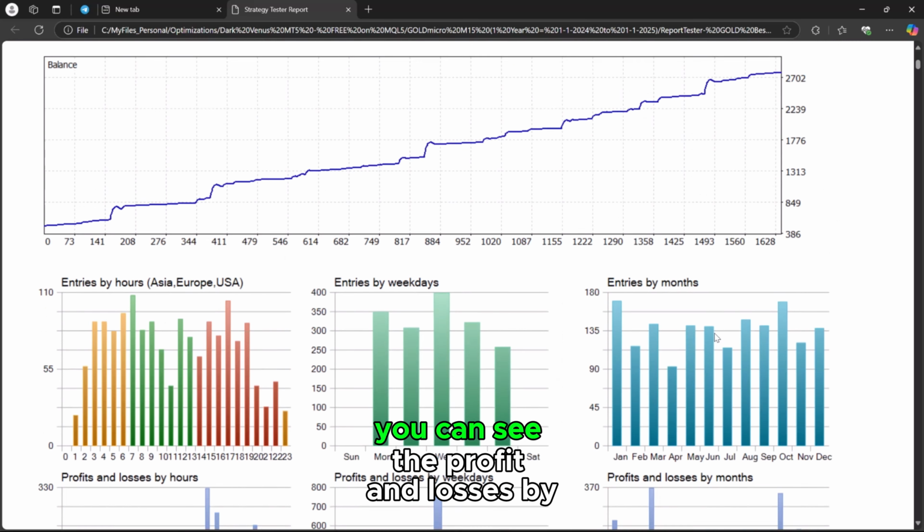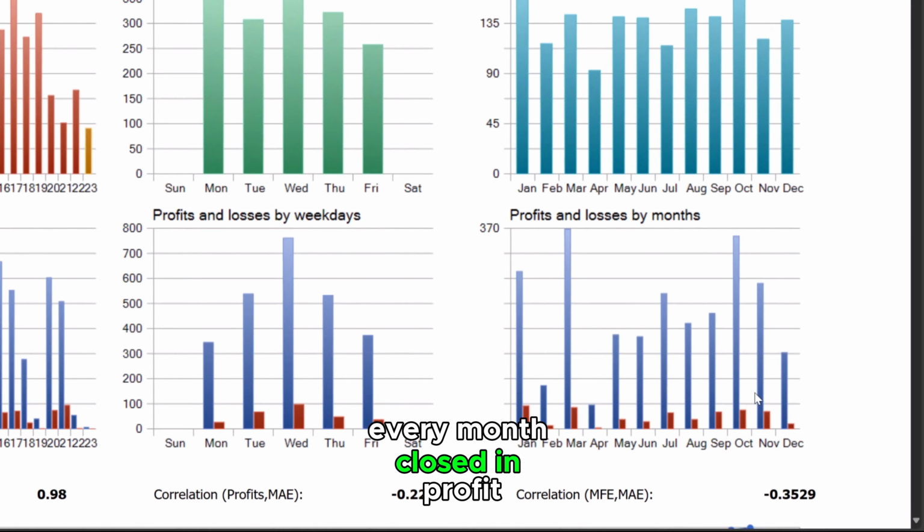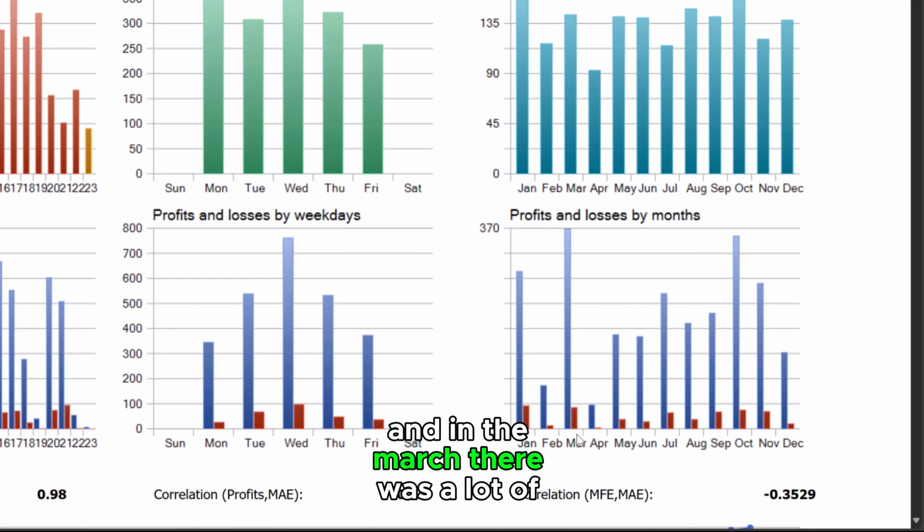And below you can see the profit and losses by months. Every month closed in profit. Here in April 2024 there was very small activity, not too much, small profits, small losses. And in March there was a lot of activity, a lot of trades and big profits.